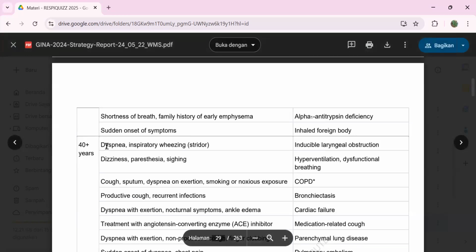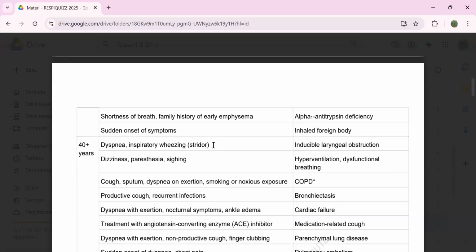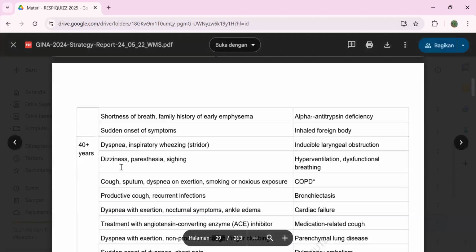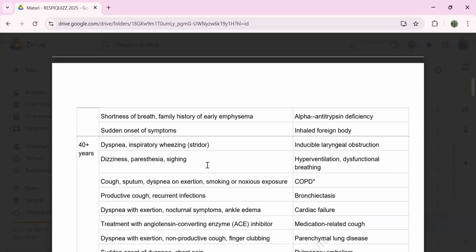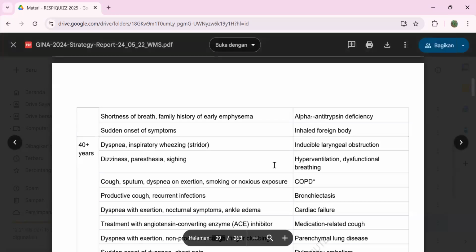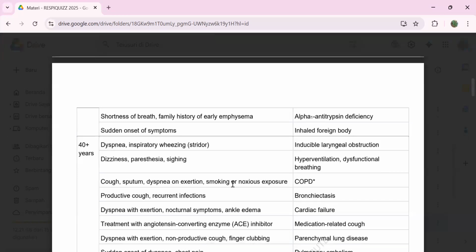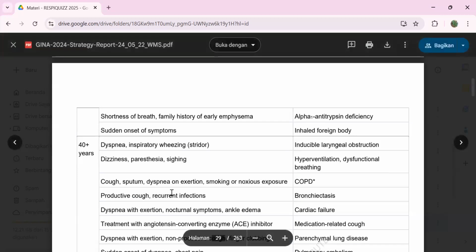In age 40 plus years, if the symptom is dyspnea, inspiratory wheezing, or stridor, think about inducible laryngeal obstruction. If the symptom is dizziness, paresthesia, and sighing, think about hyperventilation or dysfunctional breathing. If the symptom is cough, sputum, dyspnea on exertion, smoking or noxious exposure, think about COPD. If the symptom is productive cough, recurrent infection, think about bronchiectasis.